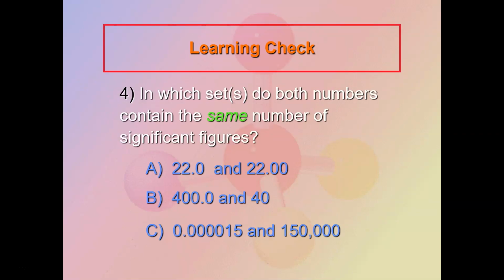But let's do one last sig fig practice. In which sets do both numbers contain the same number of significant figures? However you get there is up to you, but this number has 3, this number has 4. Can't be the same. This number has 4, this number has 1, that's not the same. And in C, this number has 2, because none of those zeros count. And this number has 2, because none of those zeros count. So that's the same. If you don't know where I was getting these numbers from, make sure to ask for extra help.